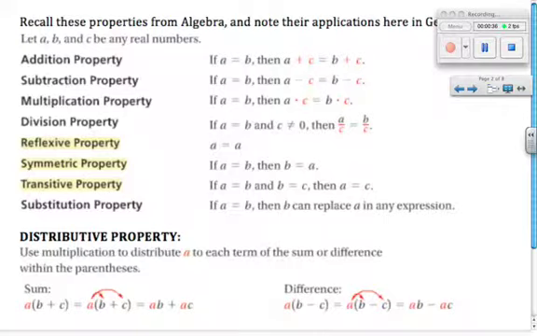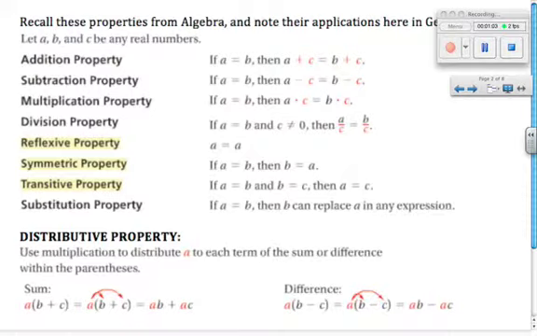The addition, subtraction, multiplication, and division properties are all the properties that you use when you are solving an equation. Remember from last year, when you were solving an equation, you were told you can add the same thing to both sides of the equal sign. You can subtract the same thing from both sides of the equal sign. You can multiply the same thing on both sides of the equal sign. You can divide the same thing from both sides of the equal sign. That's all that the addition, subtraction, multiplication, and division properties are telling us.